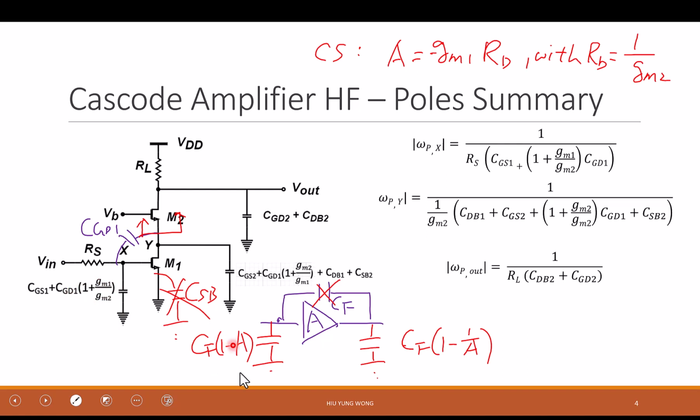So that's why CGD1 becomes CGD1 times 1 plus GM1 divided by GM2, which is small, right? Because GM1 and GM2 have the same order of magnitude. So maybe this is almost equal to 2, maybe 1 plus 1. Is this okay? Yeah, so with this, then I get the pole RS times CGS1 plus this Miller capacitor. And I do something similar for the rest, then I will get this pole. Okay, so that is a review for what we did last time.